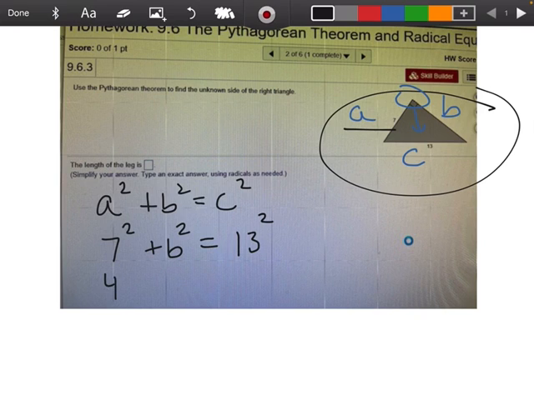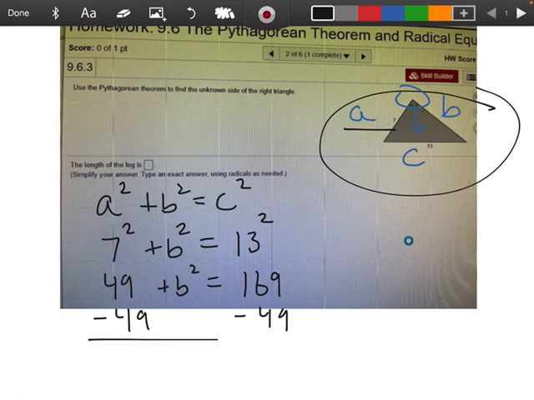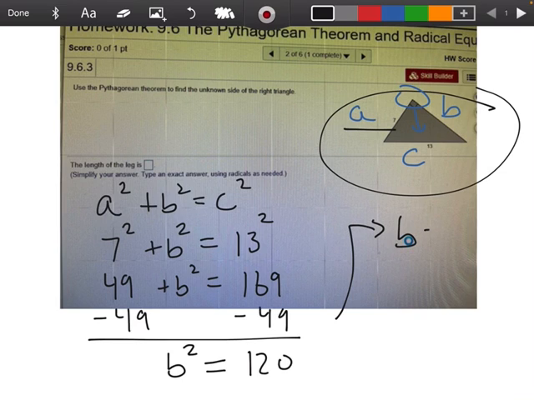So 7 squared is 49 plus B squared. 13 squared is 169. And so now we're going to subtract 49 on both sides to get the B squared part by itself. And so I'm going to end up with B squared is equal to, this should be 120. So now, in order for us to find B, we need to take the square root of 120.